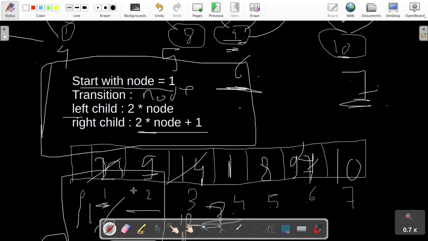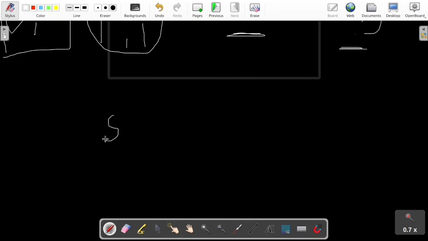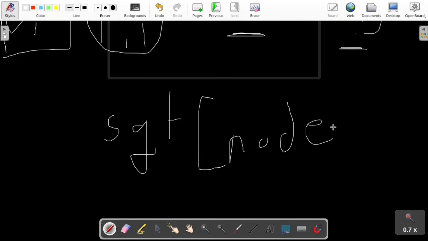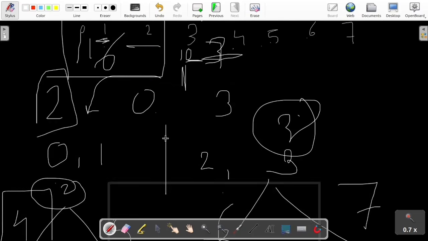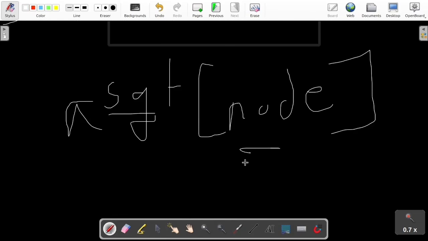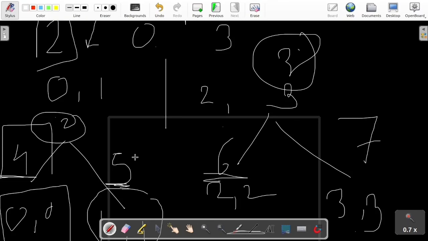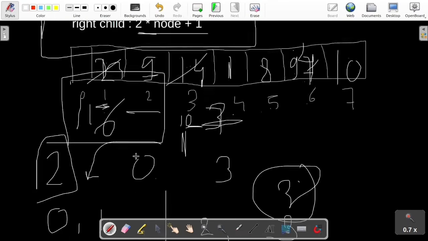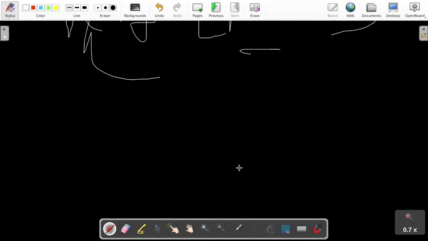And for query also, it is exactly similar. The values you will return, if your array name is sgt and node is the index, then of course at that index the value will be stored, so you just have to return it while querying. Things will be more clear once we start coding it. So I think let's move to the code part.